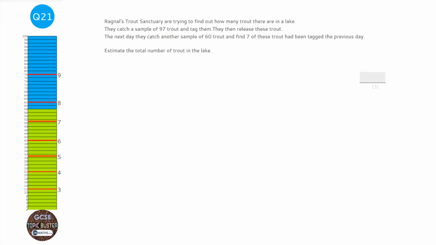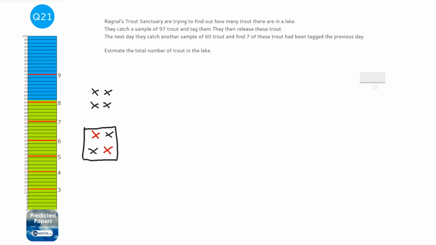Now, this topic is brand new to the GCSE. I don't think it's ever been on the GCSE before, so it could be that all the resources you're using are a bit rusty on it. The idea is that you capture some things and you mark them all, then you put them back into the population, and then you capture a few more again. And then from that information, from the amount that you get back that are marked, you can guess, or you can have a really great estimate of the total population size.